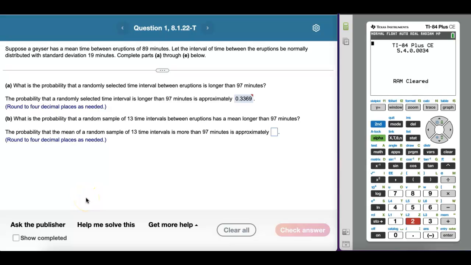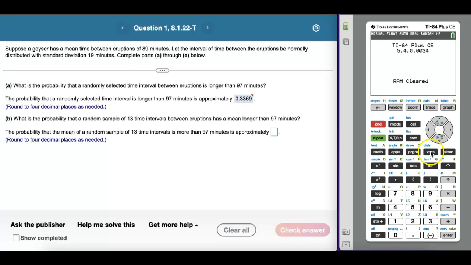In this example, we're told a geyser has a mean time between eruptions of 89 minutes, and let the interval of time between eruptions be normally distributed with a standard deviation of 19 minutes. And then we have several parts here that we're going to complete. This first one asks for the probability a randomly selected time interval between eruptions is longer than 97 minutes.